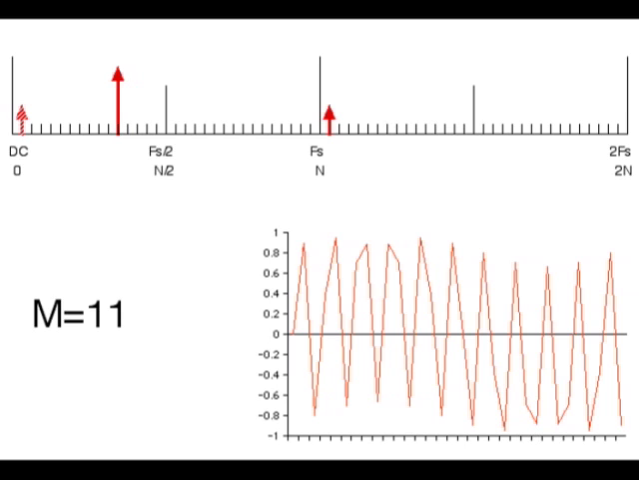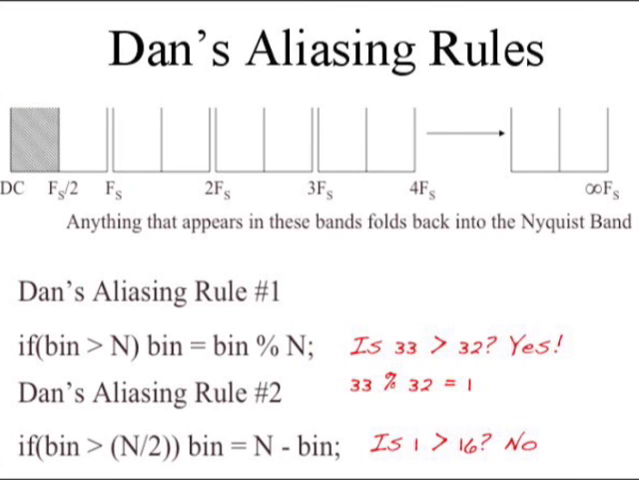You can see the alias of the third harmonic down in bin 1, but let's calculate and see how that works. So back to Dan's aliasing rules. Rule 1, is 33 greater than 32? Yes. Finally. So 33 modulo 32 is equal to 1. In other words, if you take 33 and subtract 32, the answer is 1. If the answer was still greater than 32, you would subtract 32 again, and subtract 32 again until the result is less than 32. Then that is the remainder. So the modulo is simply taking the remainder of a division.